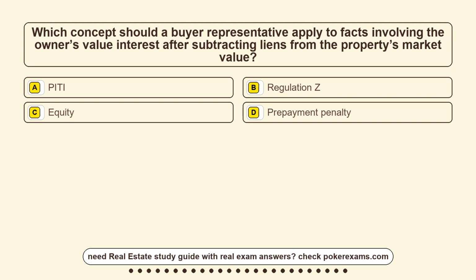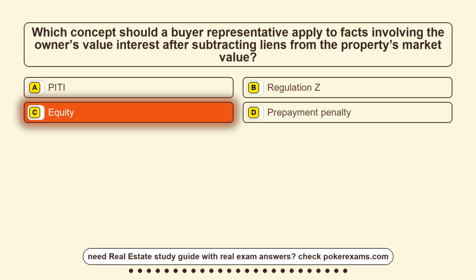Question 9. Which concept should a buyer representative apply to facts involving the owner's value interest after subtracting liens from the property's market value? Option A, PITI. Option B, Regulation Z. Option C, equity. Option D, prepayment penalty. The correct answer is option C, equity.